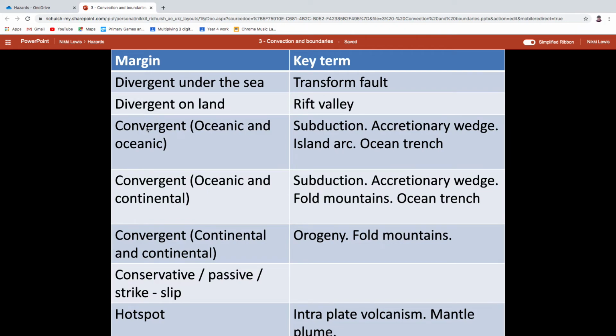So here's a list of all the margins and our sort of anomaly at the bottom of hotspots. And here's just some of the key words, some of the key things that you might want to just jot down, some of the alternative names, etc.